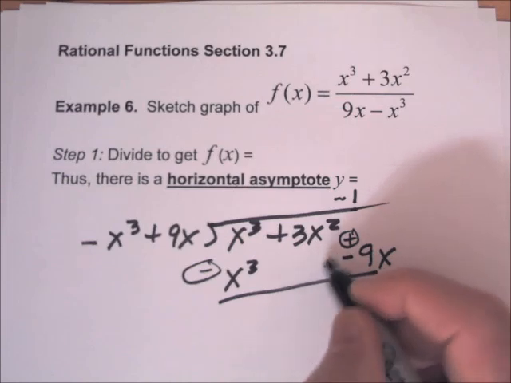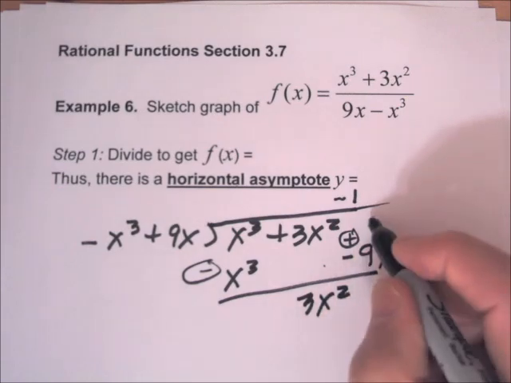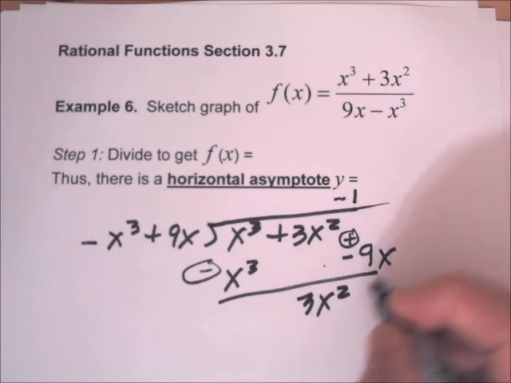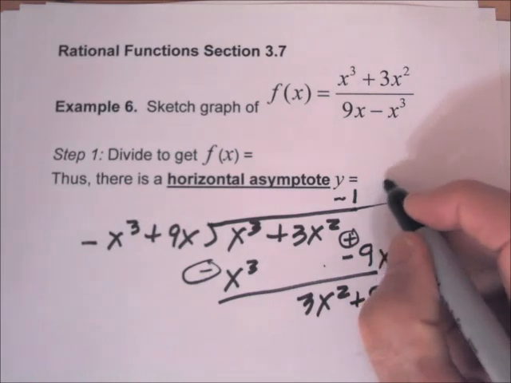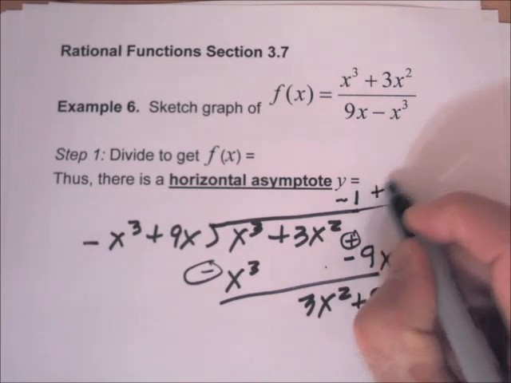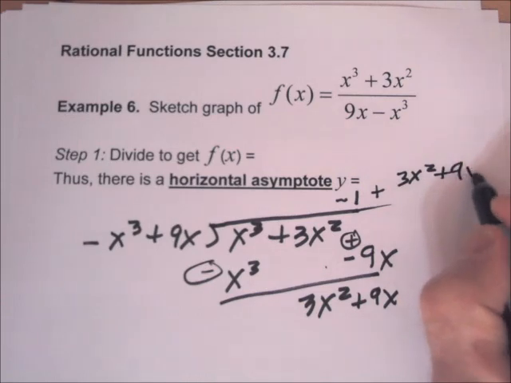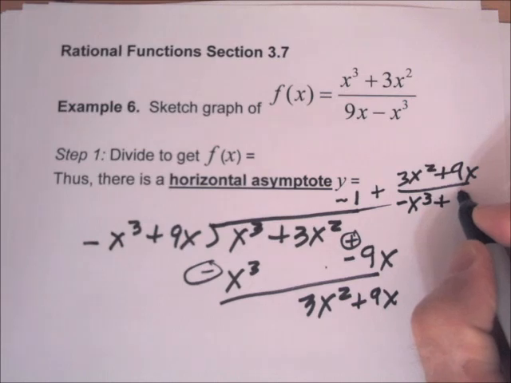There's no x squared term down here, so we just bring this down. 3x squared plus 0 is 3x squared. And there's no x to the first power in the dividend here. 0 plus 9x is positive 9x. So our remainder is 3x squared plus 9x. The degree of our remainder is less than the degree of our divisor, so we can stop there. This will be plus 3x squared plus 9x over negative x cubed plus 9x.